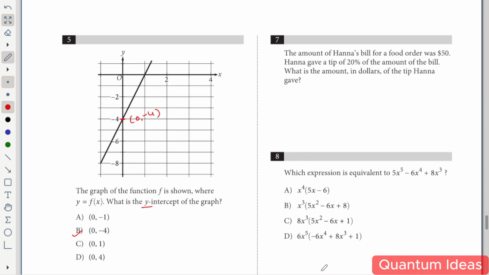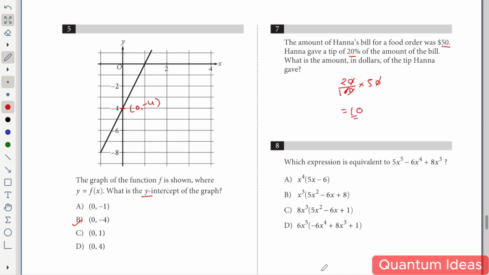Number 7. The amount of Anna's bill for a food order was $50. Anna gave a tip of 20% of the amount. So what is the amount in dollars of the tip? Tip is 20%, right? 20% of 50, that is 20 over 100 of 50, which is 10. So $10 is her tip. Okay, let's move to number 8.